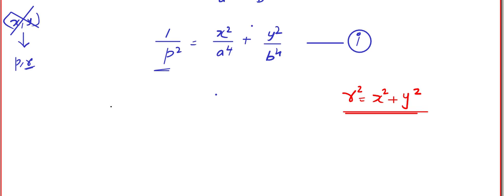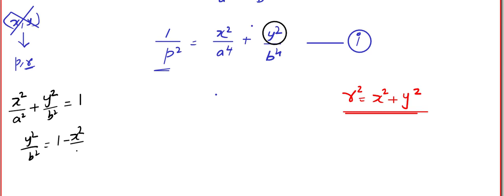Anyway, let's try one method here. Okay, I'm going to destroy this y square first. So can you please tell me what is the equation of the ellipse? x square by a square plus y square by b square is equal to 1. So y square by b square is equal to 1 minus x square by a square. So I'm going to plug it here in equation 1. So equation 1 becomes 1 by p square equal to x square by a power 4 plus, I'm going to write this as 1 by b square into y square by b square.